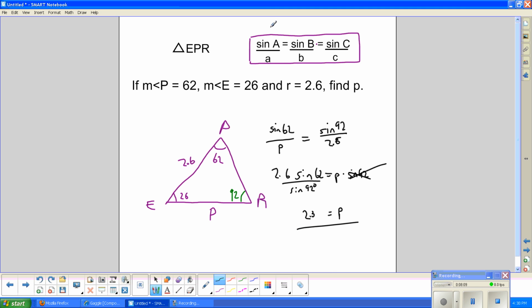Law of sines, again, sine A over a equals sine B over b equals sine C over c for any triangle, is a shortcut for dropping altitudes.